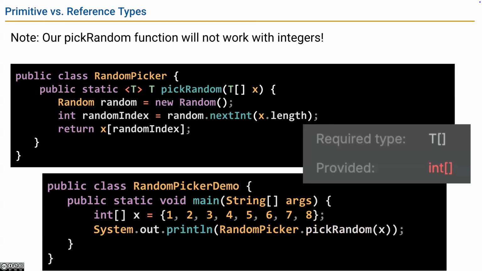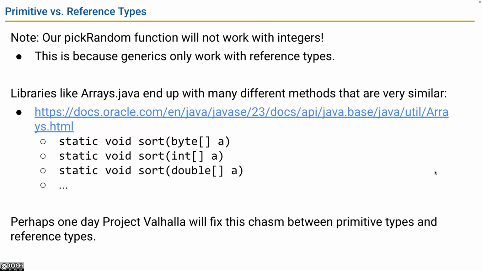Now, one extra annoyance is that our pickRandom function will not work with integers. If I try it with integers, it'll yell at me because an array of integers is not an array of T's. This is out there at the very edge of knowledge that you care about.